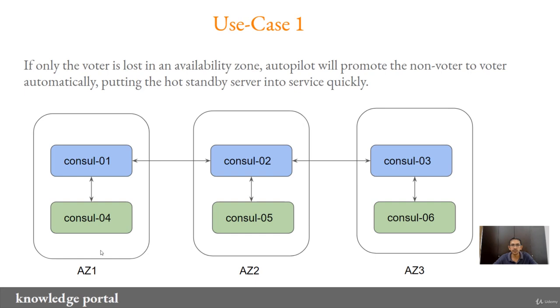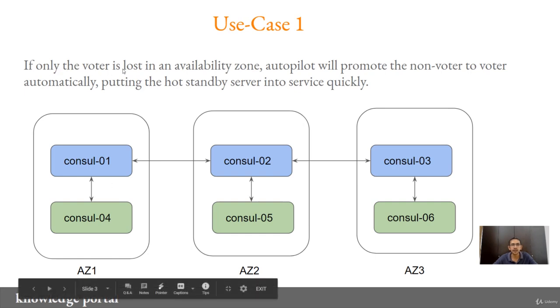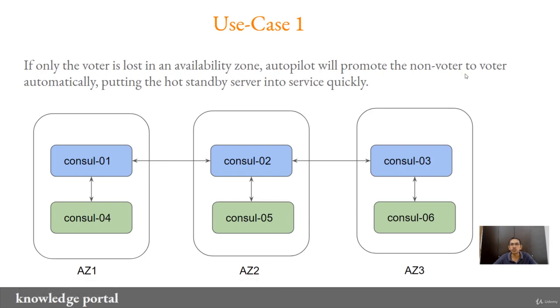So let's look into the use case. If only the voter is lost in the availability zone, autopilot will promote a non-voter to voter automatically, putting the hot standby server into service quickly. Let's assume that for some reason the Consul 02 server went down. Autopilot will go ahead and promote Consul 05. Now if you see, Consul 05 is part of the cluster and Consul 02 is still down. This is what autopilot allows us to do.